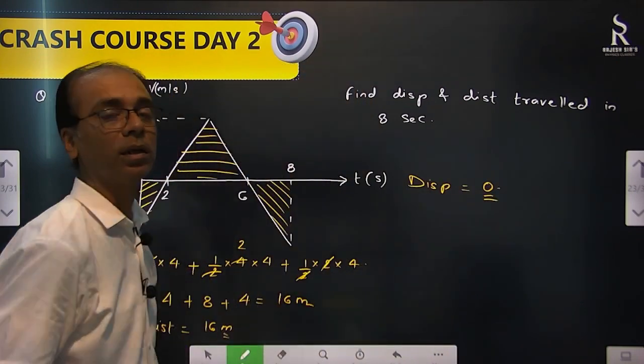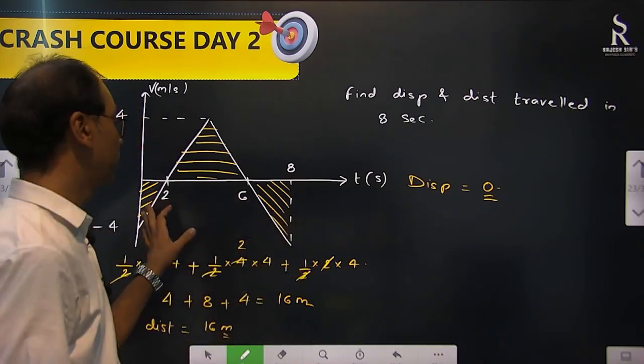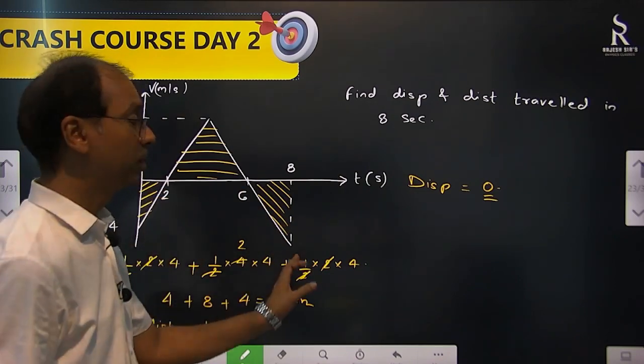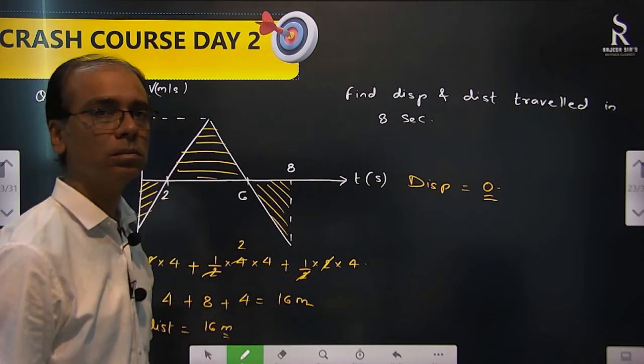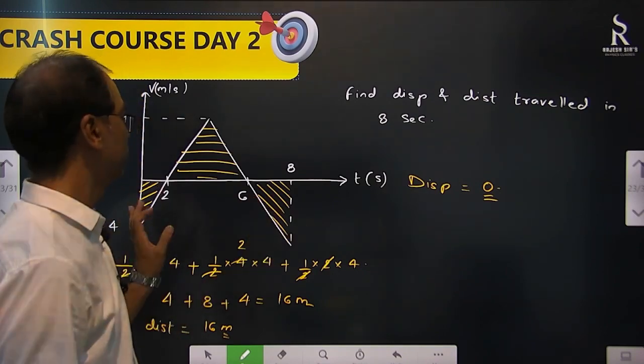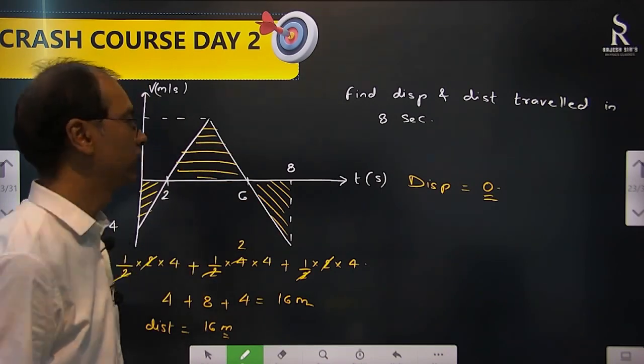Remember that. That is the difference between distance and displacement. You can see that it's coming down, meaning the direction of velocity is changing. The velocity is becoming negative. Opposite direction. Okay, so this area we will take negative. This area we will take negative. This area we are taking positive. Right?